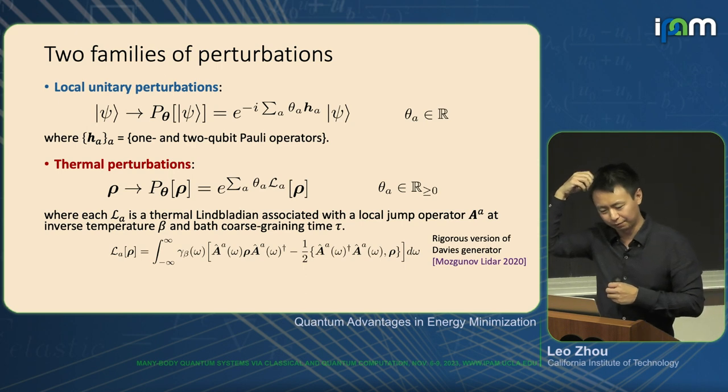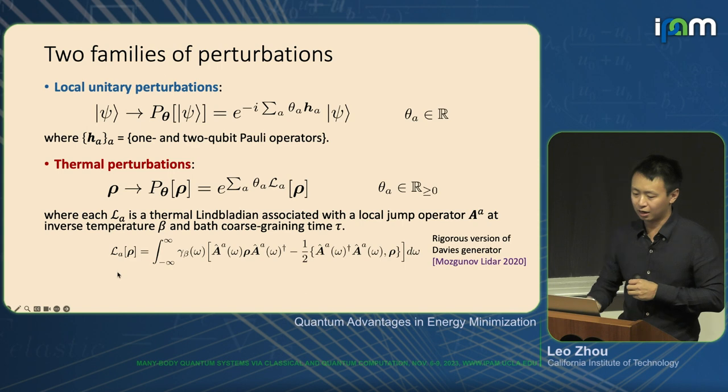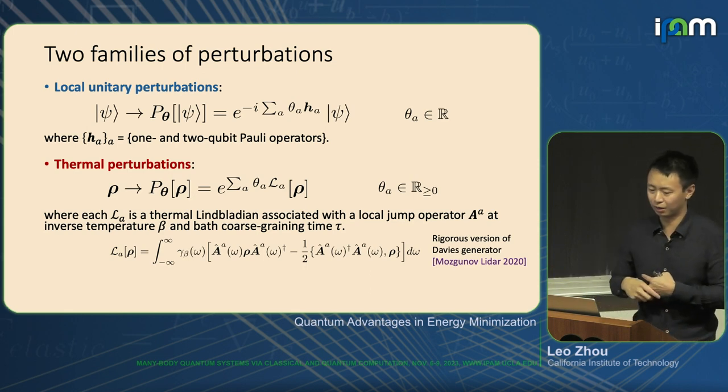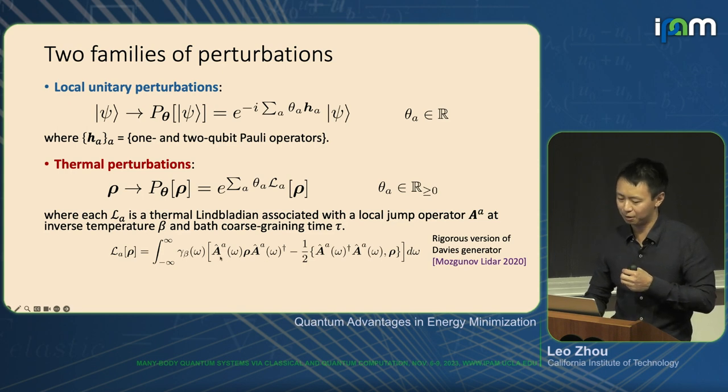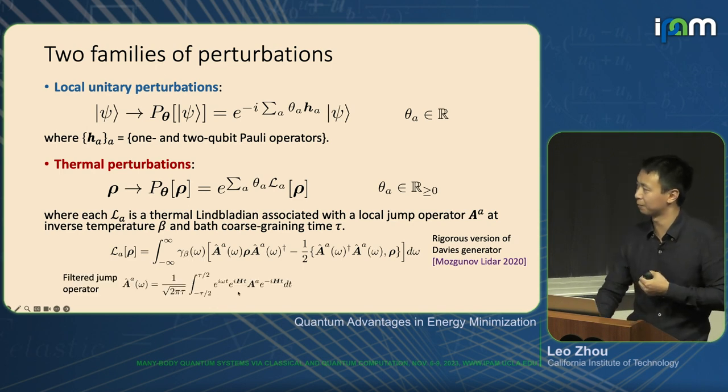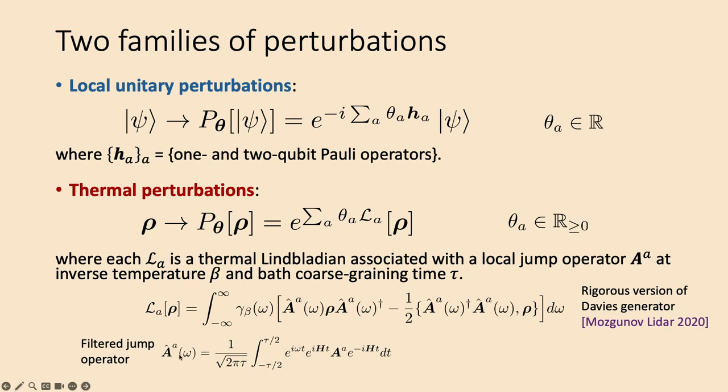To give you a sense of what this Lindbladian looks like, it is a rigorous version of the Davies generator that was derived in the 70s to formulate the action of coupling a system weakly to a bath. You have some jump operators A, which are filtered through an operator Fourier transform. You look at the Heisenberg picture of the operator and take its Fourier transform. This is the action of the local jump operator that couples energy eigenstates that differ by energy omega. When you couple this to a thermal system, the bath usually favors cooling transitions over heating transitions, and that is reflected in this transition weight. This is usually chosen based on phenomenology.